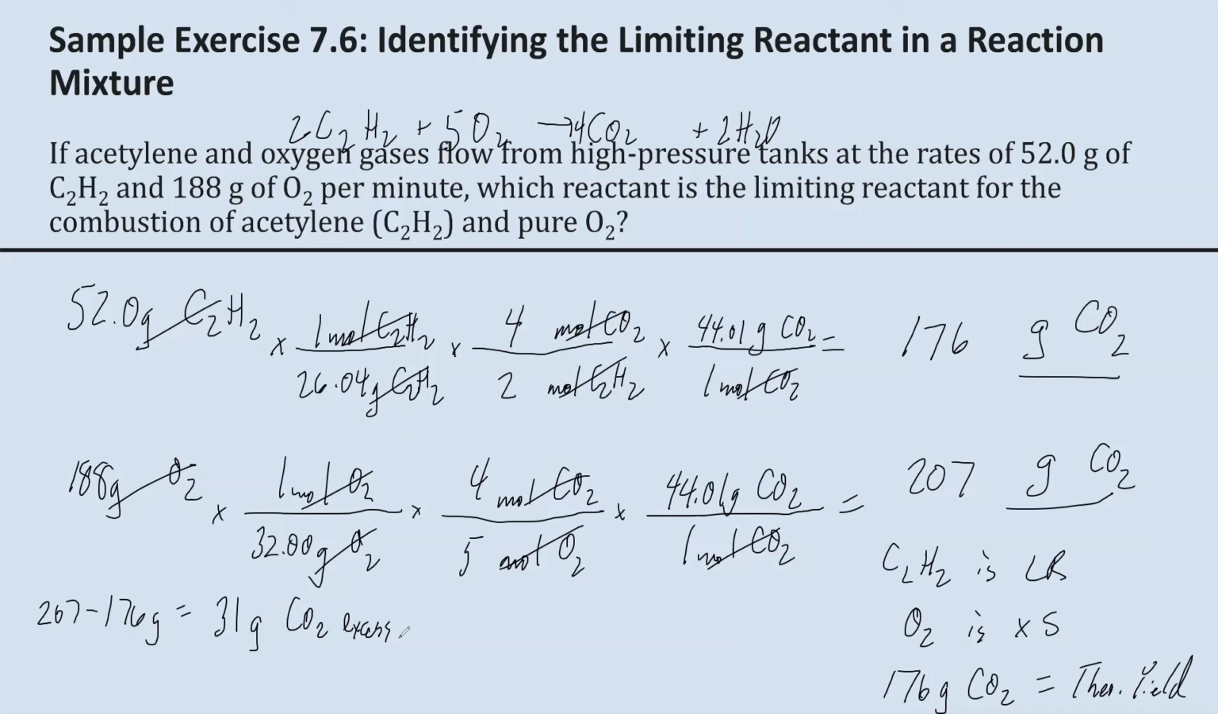Now, all that we have to do from there is basically just work backwards. So take this bottom equation, this bottom reaction calculation, and run it back the other way in the opposite direction to get our mass of excess oxygen.